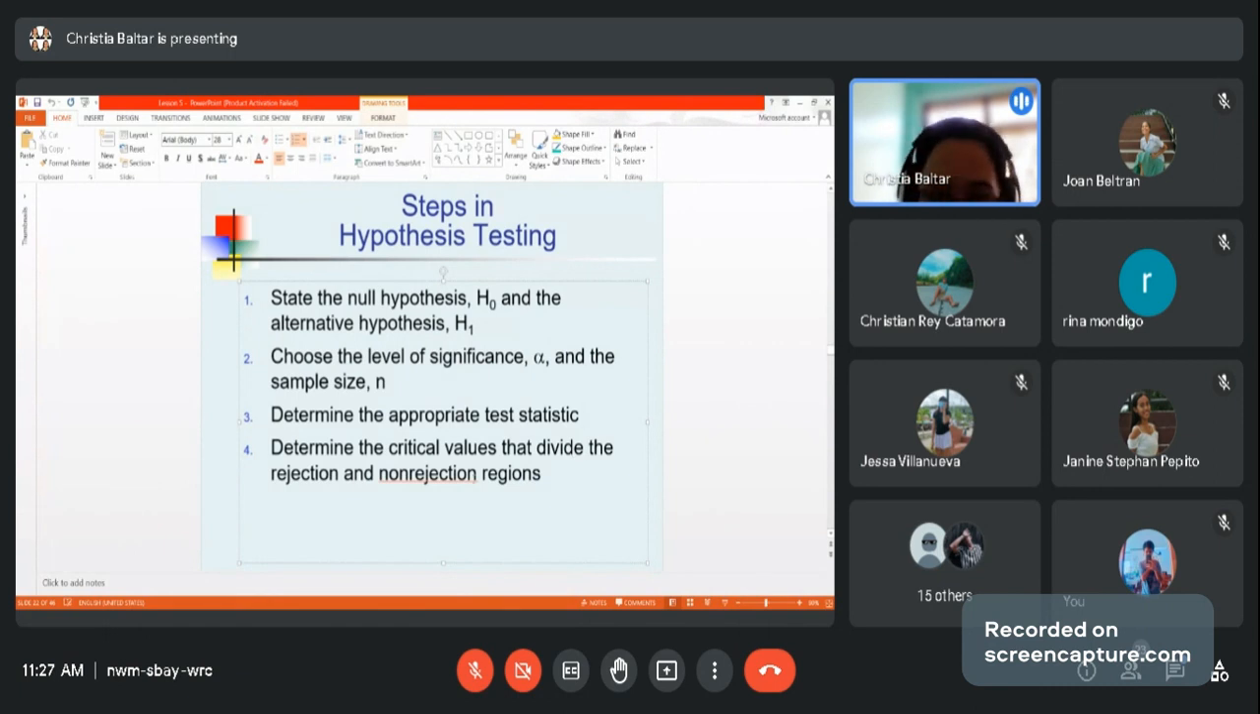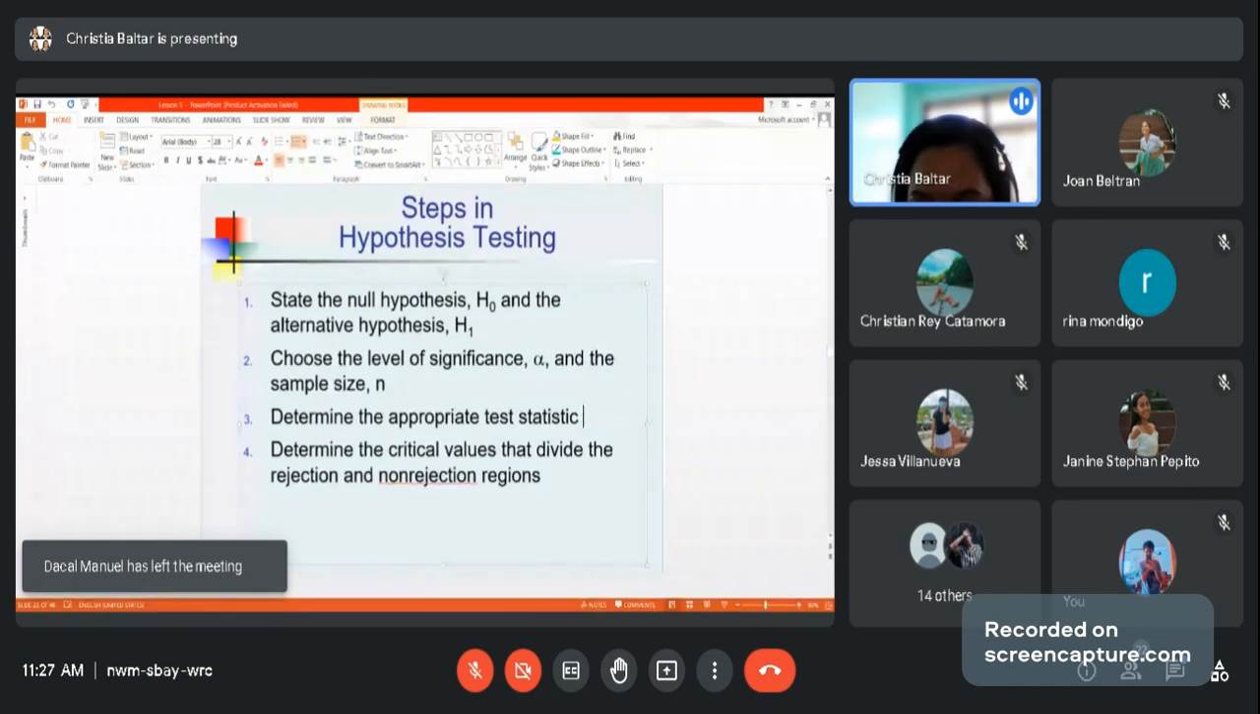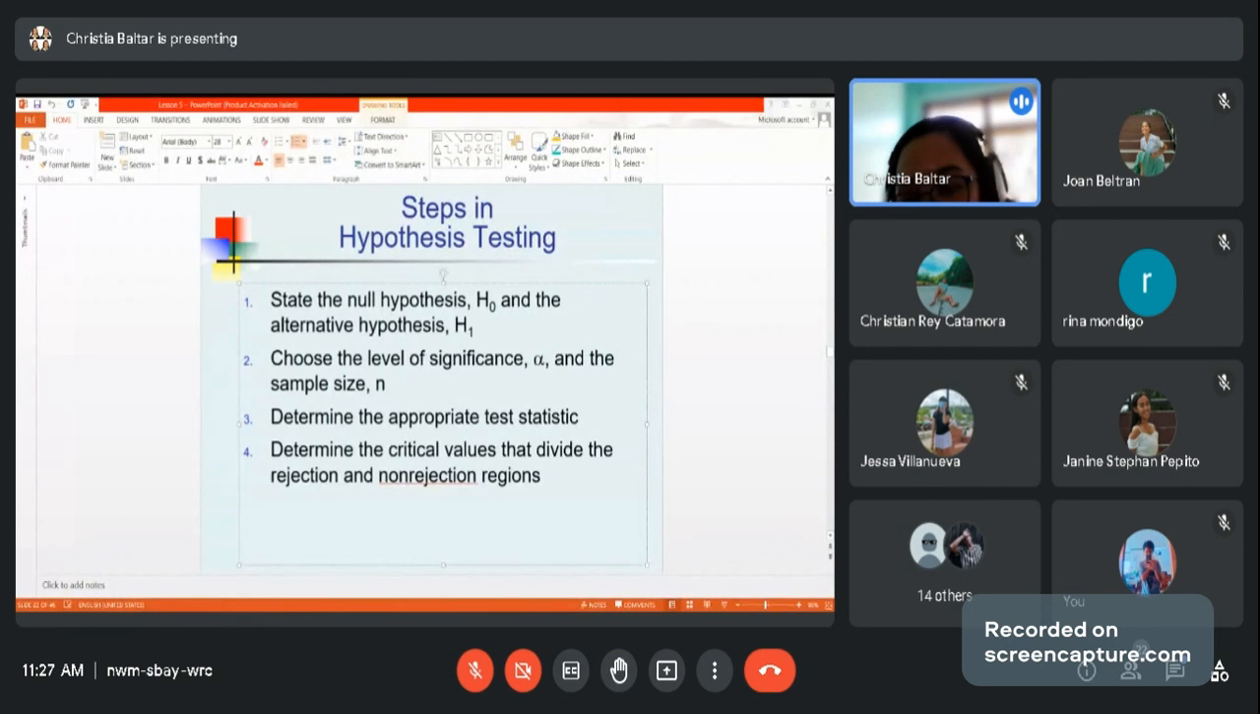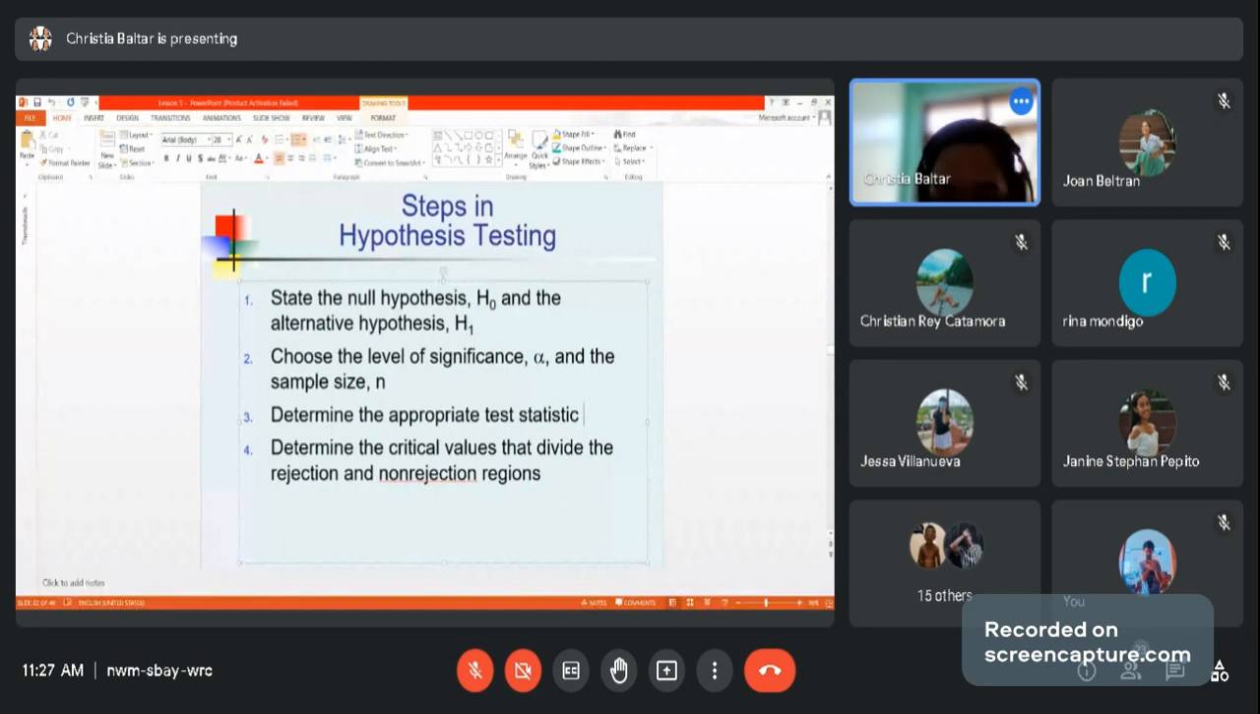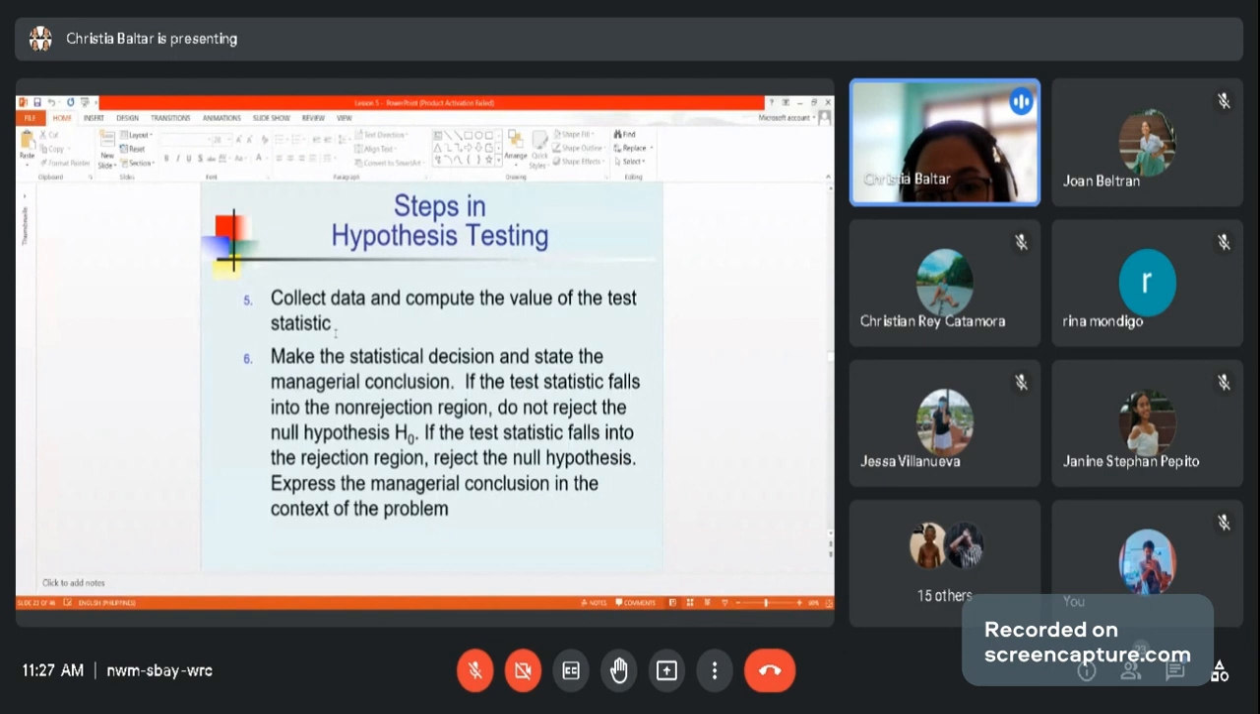Where we can find the critical values depends on your test statistic. If you are using a z-test, the critical value can be found in the z-table. If you are using the t-test for your problem, the critical values are found in the t-table. Those are predetermined values of t. And then the fifth step is to collect the data and compute the value of the test.